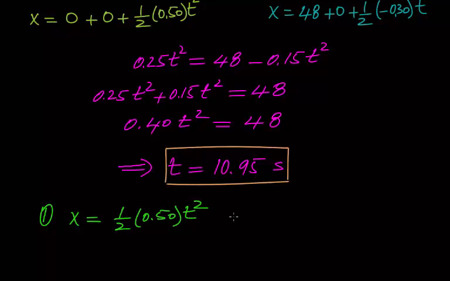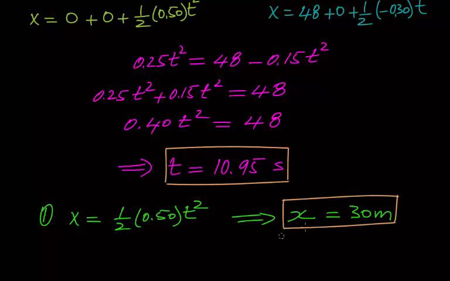The answer is going to be, as I said, this t here should be 10.95, so x equals 30 meters. And that's it. The first player is going to travel 30 meters. Obviously the other one has to travel only what? 18, because the distance between them is 48.